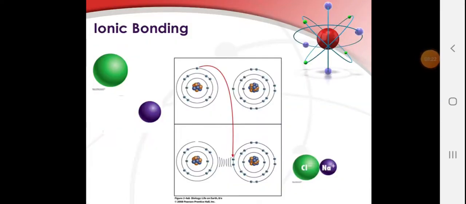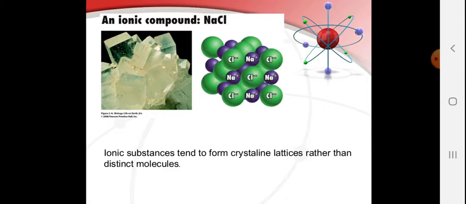Ionic bonding. When two elements or two molecules are combined by the gain or the loss of electrons, they form ionic bonding. For example, Na+ and Cl-. An ionic compound NaCl, which is commonly found as common salt, and the crystal structure. Ionic substances tend to form a crystal lattice rather than distinct molecules.